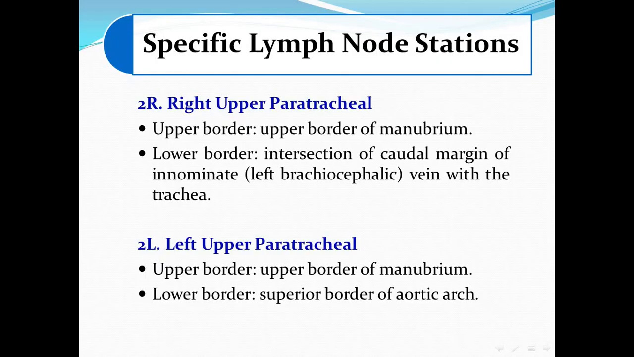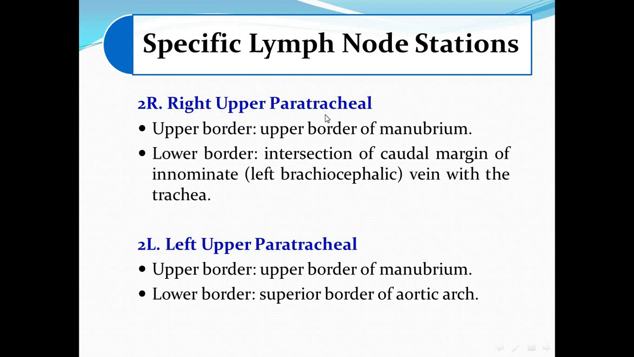The second station is the right upper paratracheal. We will find that the paratracheal lymph nodes are divided into upper and lower, and then each of them is divided into left and right, because there is a slight asymmetry between the two sides.